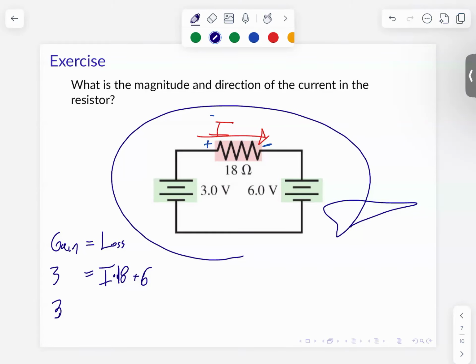3 minus 6, what's that? Negative 3. 3 minus 6, not 6 minus 3, watch out. Negative 3 equals 18i. How is the 18 attached? So I need to remove it by dividing both sides by 18. What do you get?